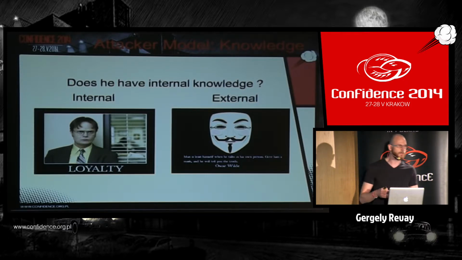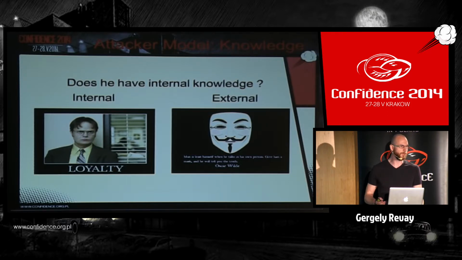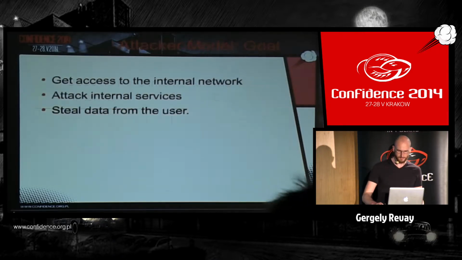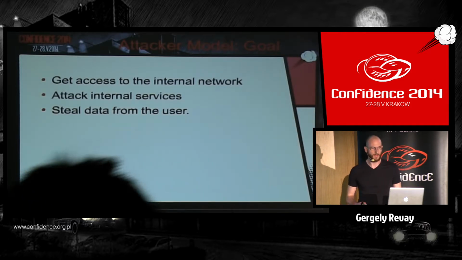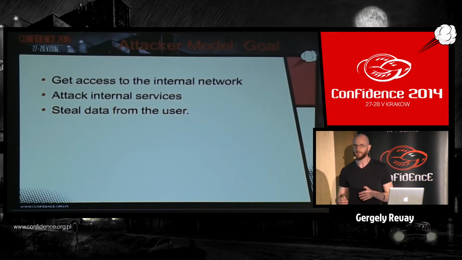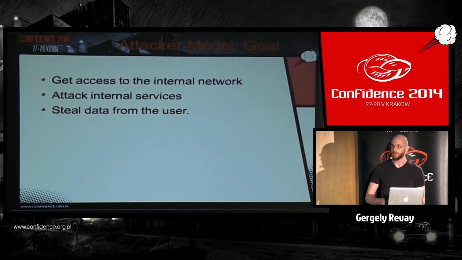So he knows, for instance, where you store your business plan, your roadmap for the next year, or the financial data. So he knows exactly what he wants. He also can have different goals. The simplest goal is to get access to your network. You sit in the internet, so the first step would be to somehow get access to the network. Even if he knows what's there, even if not, he wants to get access just to look around.